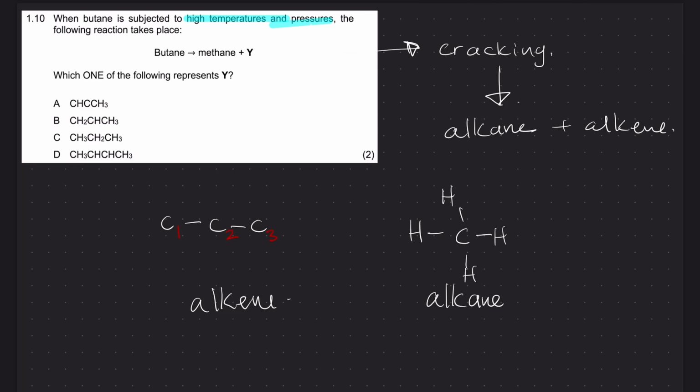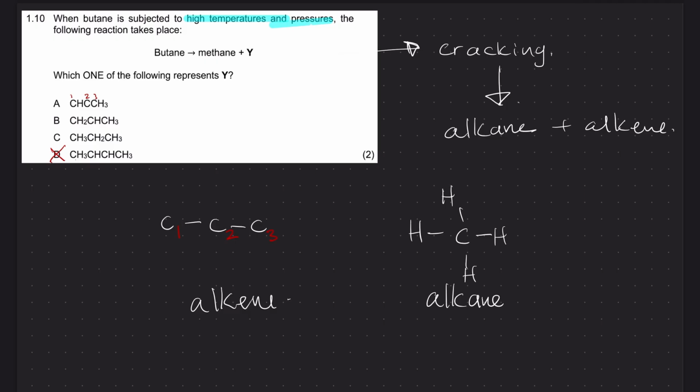Option A, you have 1, 2, 3 carbons, could be correct. Option B, 1, 2, 3 carbons could be correct. Option C, 1, 2, 3 carbons could be correct. Option D has 1, 2, 3, 4 carbons, so that's definitely out. So the easiest way that we could do this is you have 2 options. You could either draw them out, and if you draw them out, you will see the double bonds. If you know the formula, that's another option. You could do the formula method.